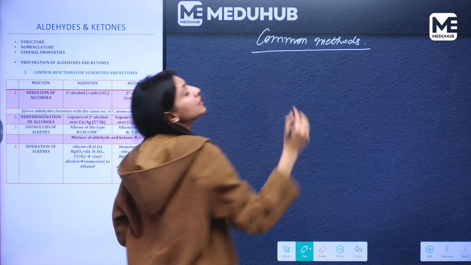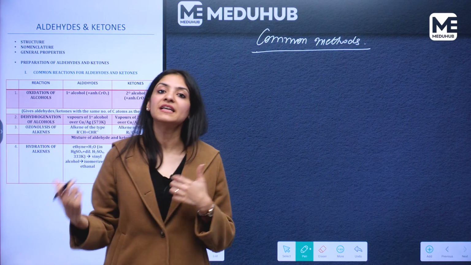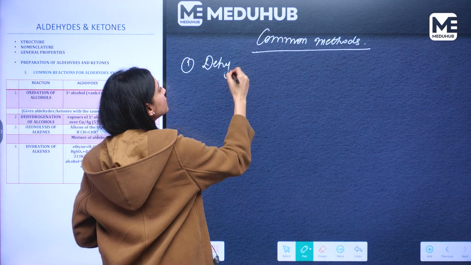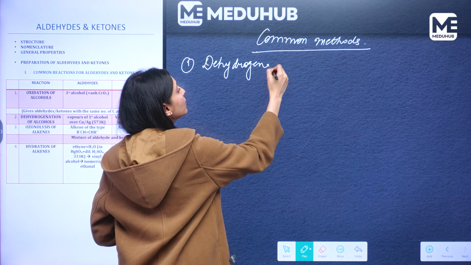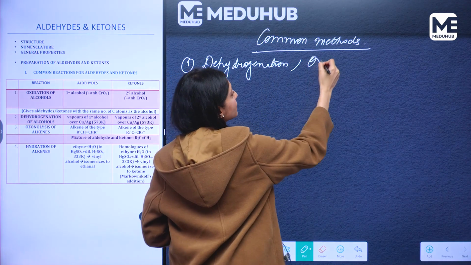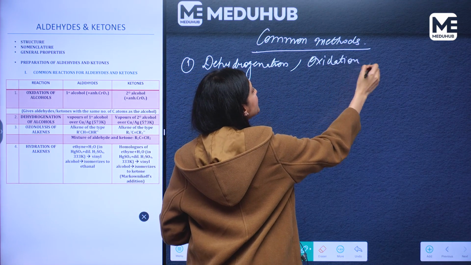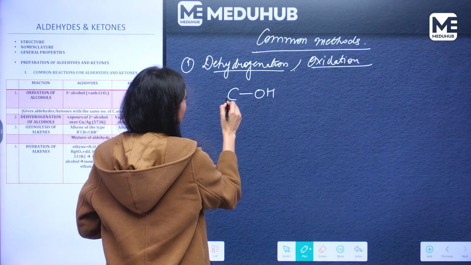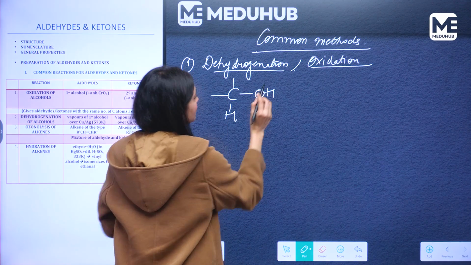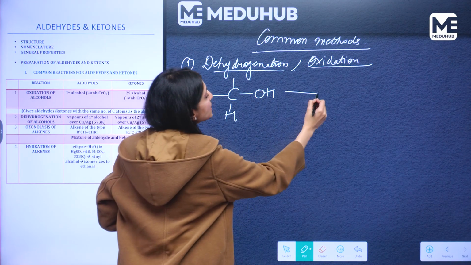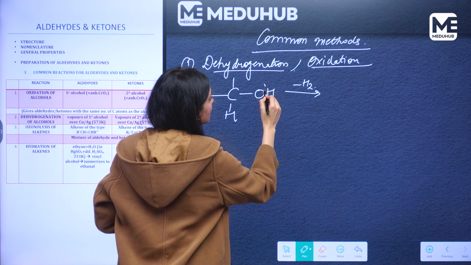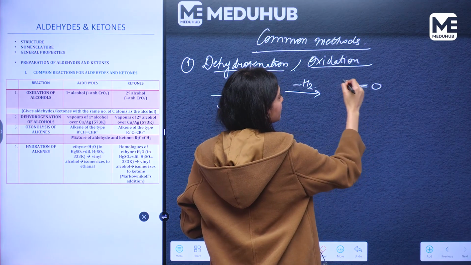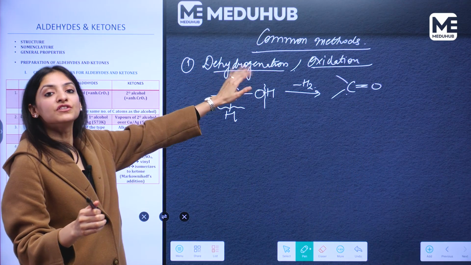There are two methods, both of which you have already covered in alcohols and alkenes respectively. First one is dehydrogenation or oxidation. So basically in this reaction, we have an alcohol which loses a dihydrogen from here and from here to give us a carbonyl compound. So the first is dehydrogenation or oxidation of alcohols.